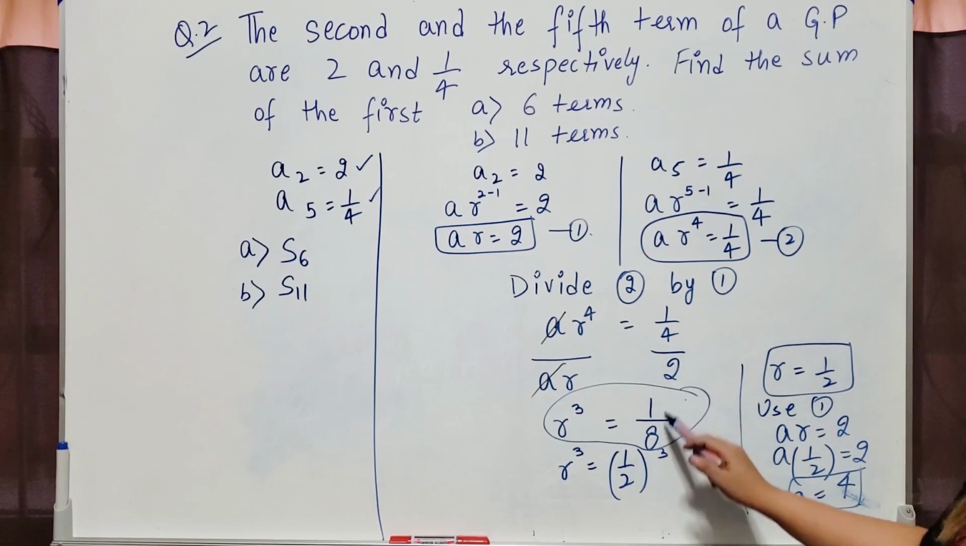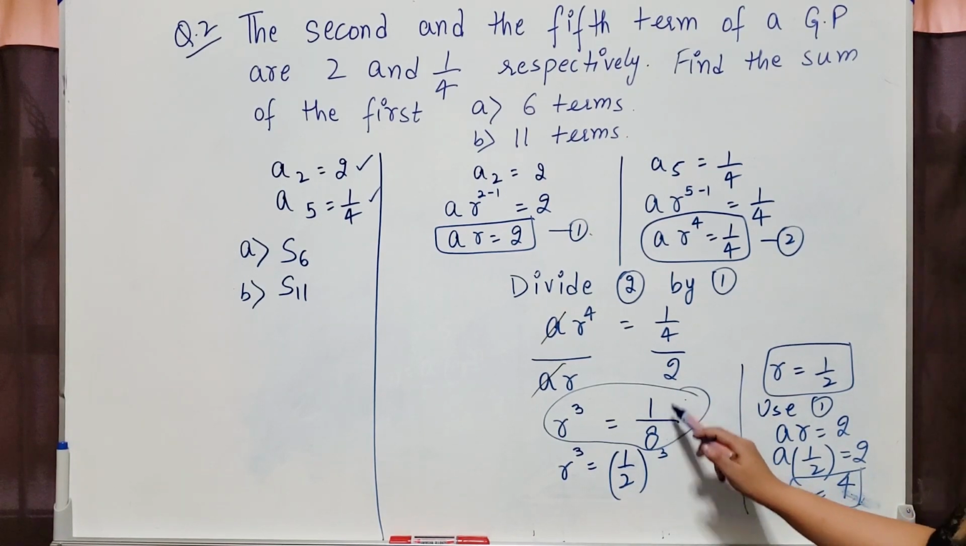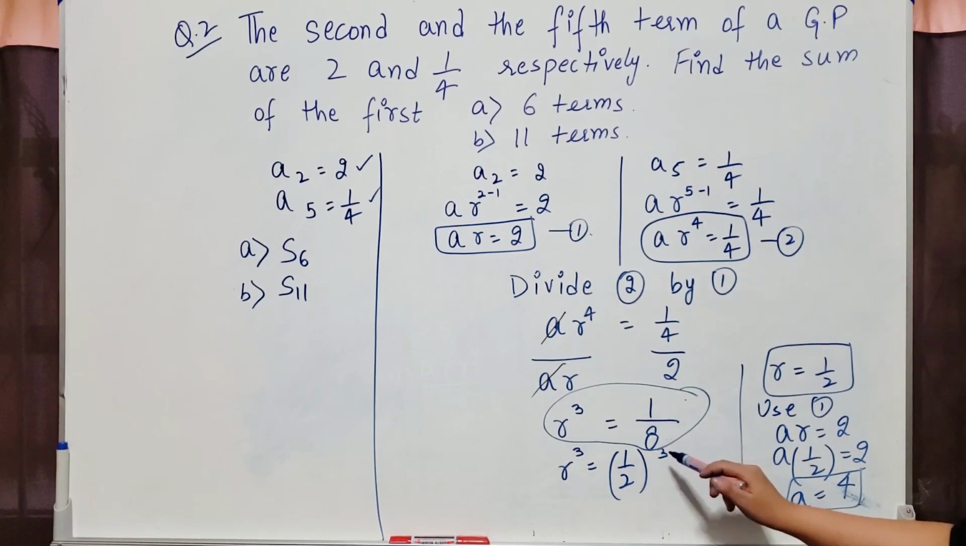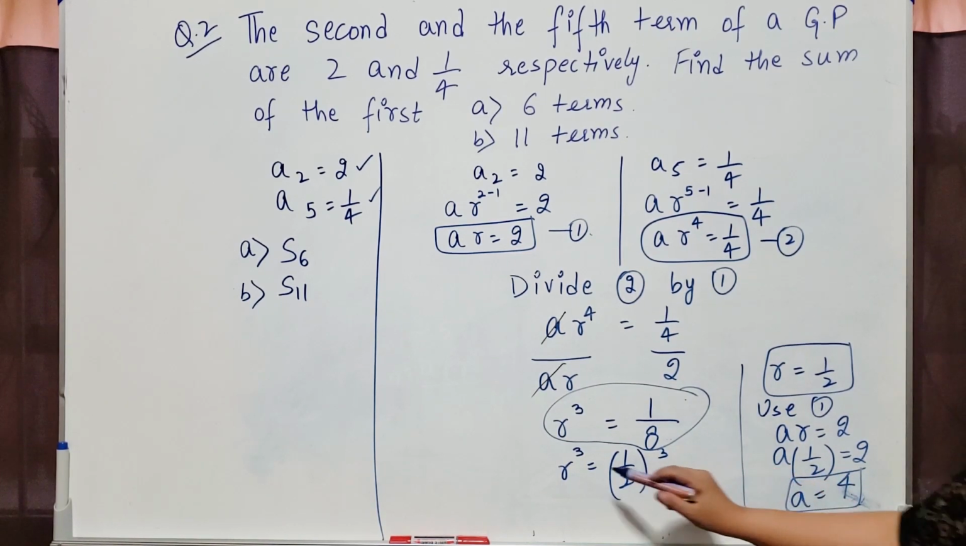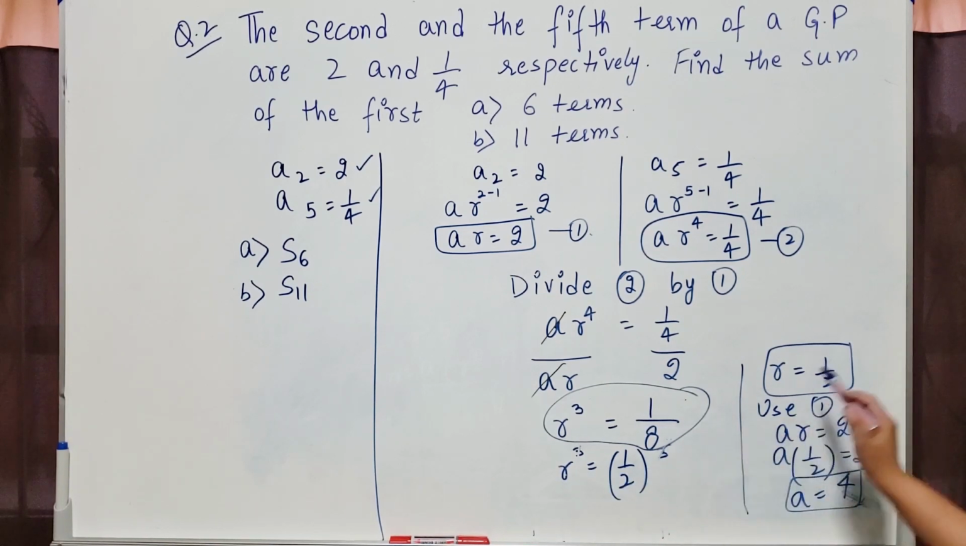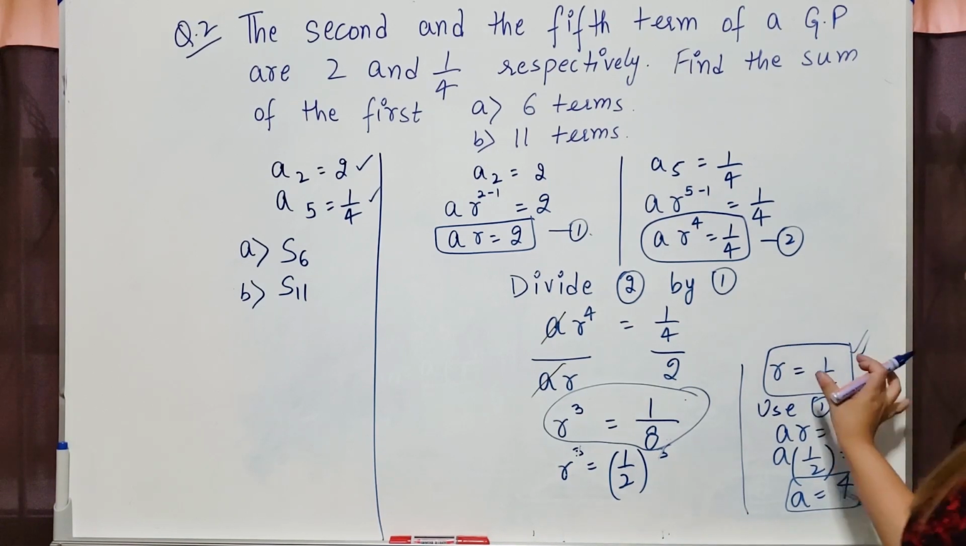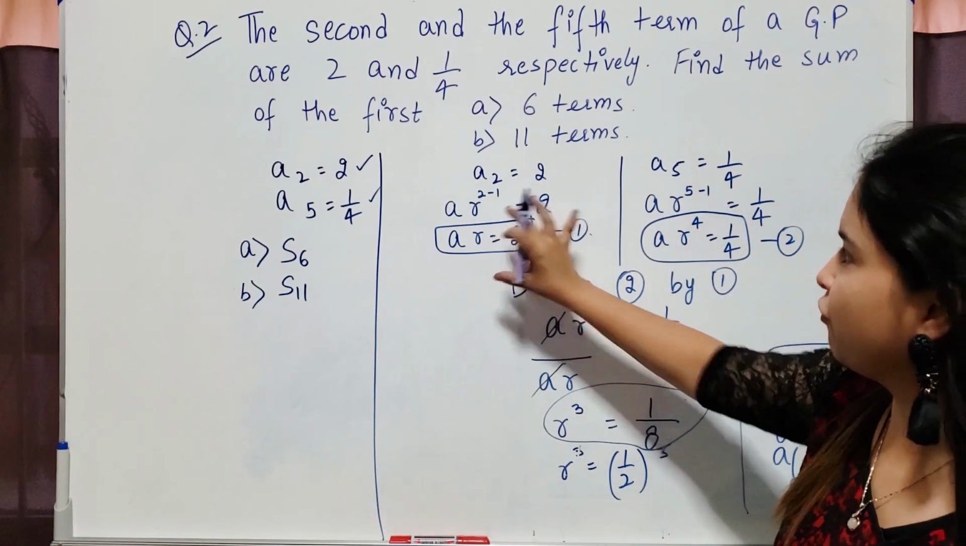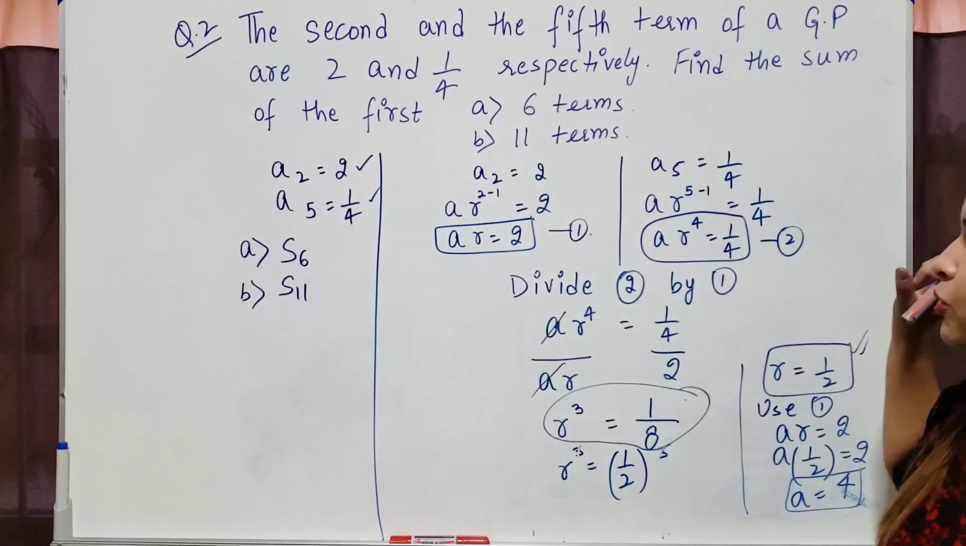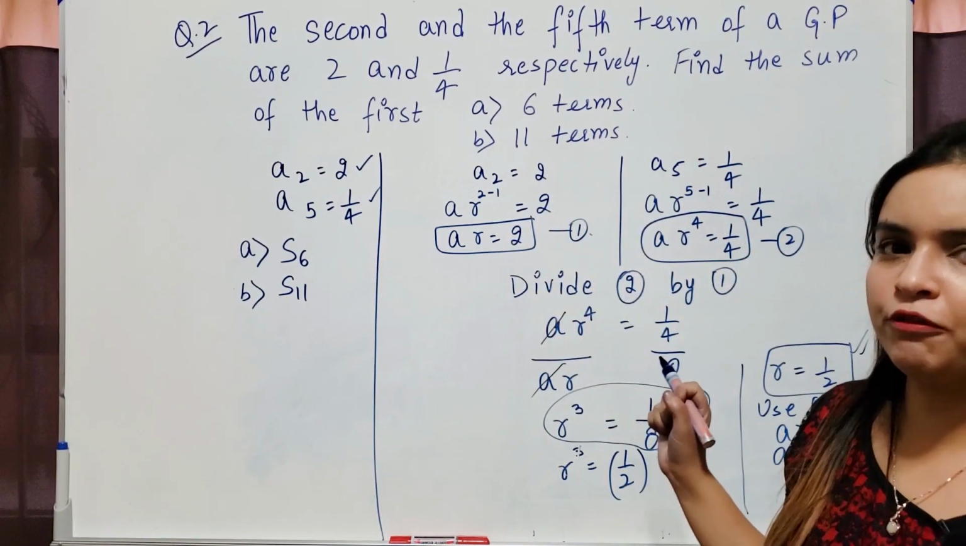After that, I had to simplify this to get the value of R. So I wrote 1 over 8 as 1 over 2 raised to power 3. Then 3 and 3 cancel. So my R came out to be 1 over 2. Now I have the value of R already, so I can substitute this R in equation 1 or in equation 2 and I can calculate the value of A.